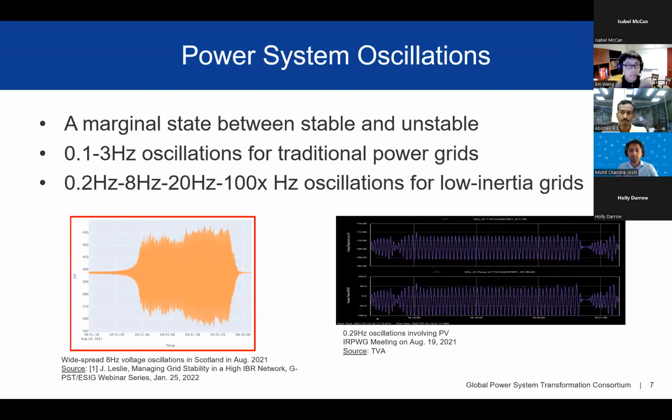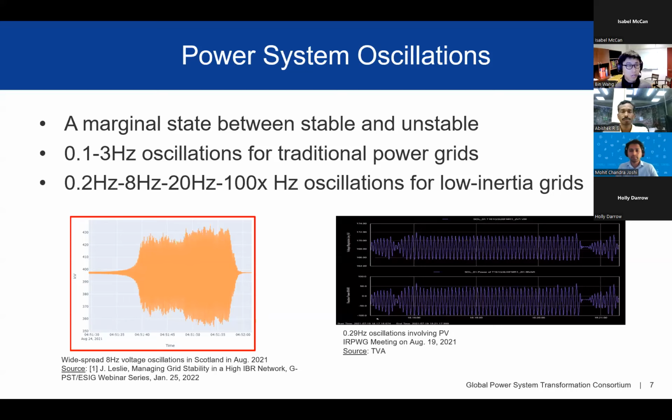And for modern and future inverter-based resources dominated power systems, we will be able to see the oscillations in a wider frequency band, ranging from 0.2 Hz, like the 0.29 Hz oscillation observed by Tennessee Valley Authority last year, and the 8 Hz oscillation observed by National Grid ESO last August, and also a 20 Hz oscillation observed by Kauai power system operator in Hawaii Island. And there could also be hundreds of Hertz oscillations originated from HVDC controls.